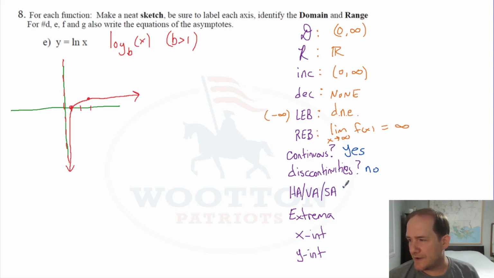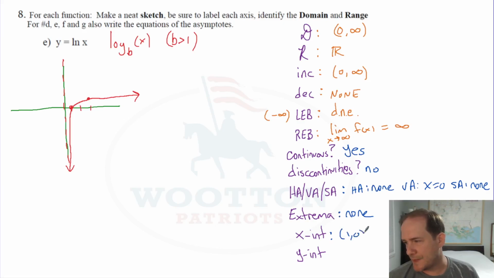Now, do I have asymptotes? We would say horizontal asymptote, none. We would say vertical asymptote, yeah, there is one of those. It's at x equals 0. And slant asymptote, none. All right, what about extrema? We don't have any of those. What about x-intercepts? We do have one of those. It's (1, 0). What about y-intercepts? We don't have any of those. And that's it. That's the log function. Okay, moving on.